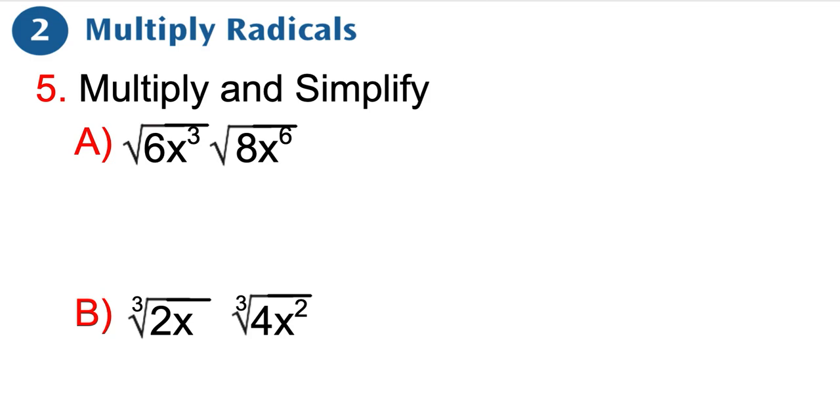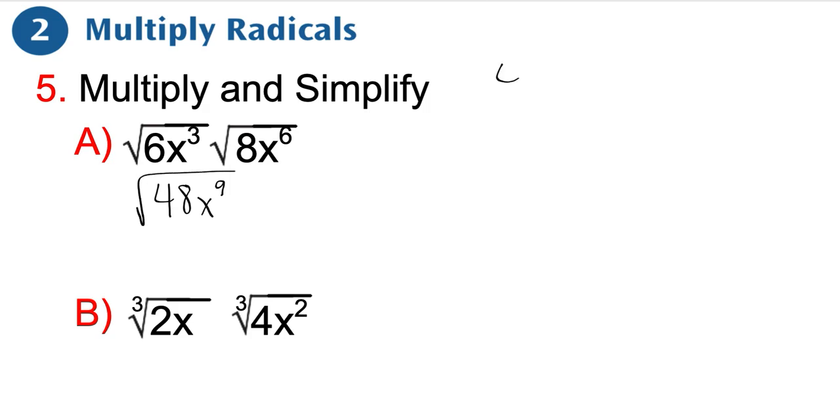All right, so if I'm multiplying, I have to have the same radical, and I can multiply the things underneath. So since this is a square root here, I'll have 48, and remember when I multiply variables, I add the exponents, x to the 9th, and we're still in a square root.